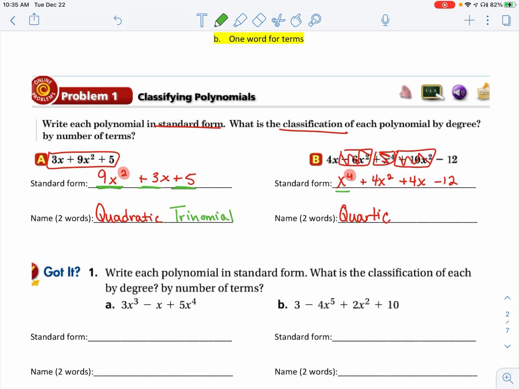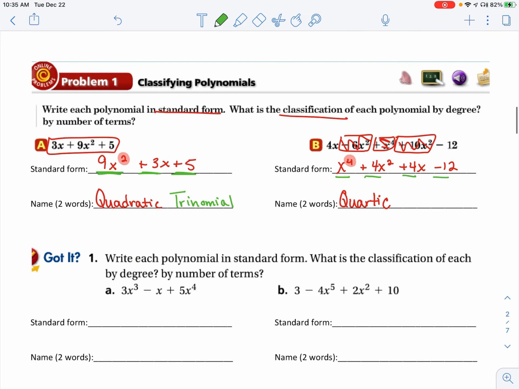And this one has 1, 2, 3, 4 terms. So let's see what I say. Oh, anything for 4 and up, I say it's just a polynomial of 4 terms. So it is a polynomial of 4 terms. Now, if I had 5 terms, I would write polynomial 5 terms, polynomial 6 terms, polynomial 7 terms. And let's try that one more time.